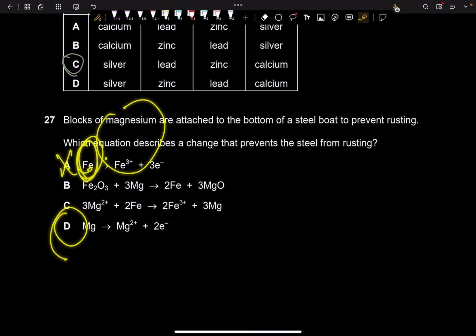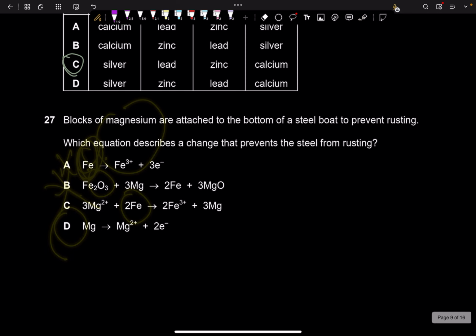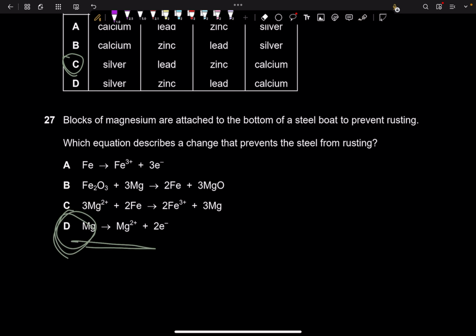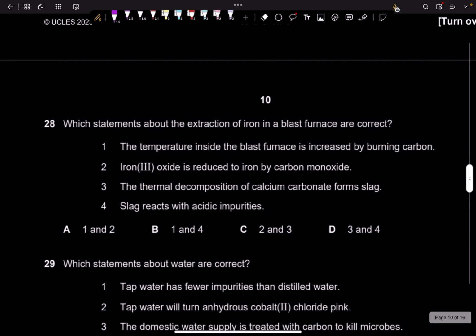So why would Fe react when you have your magnesium? Why is Fe even involved in these reactions? It's going to be option D. Magnesium is going to rust, or you can say corrode or form ions, but not Fe.